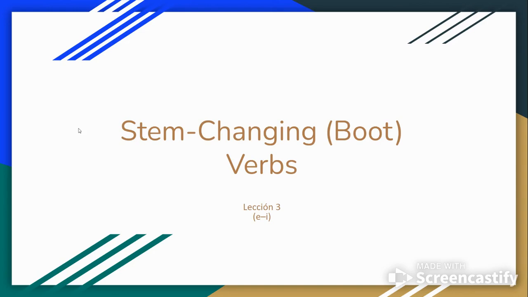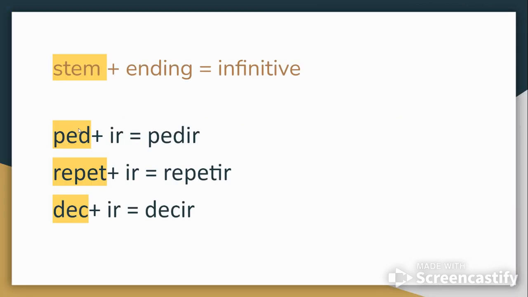These are our stem changing verbs, and as a reminder, our stem is everything other than the AR, ER, or IR ending. So for pedir, we've got ped. For repetir, we've got repet. For decir, we have dec. Okay, all of these stems are going to have an E to I change inside the boot we've been talking about.